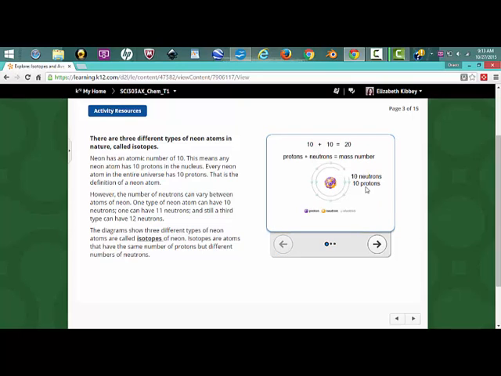Now, simply looking back, we see that the proton number stays the same. There are 10 protons in all 3 examples. But we notice that the neutron number goes up, and it increases by 1 every example. These are 3 examples of isotopes of the atom neon.